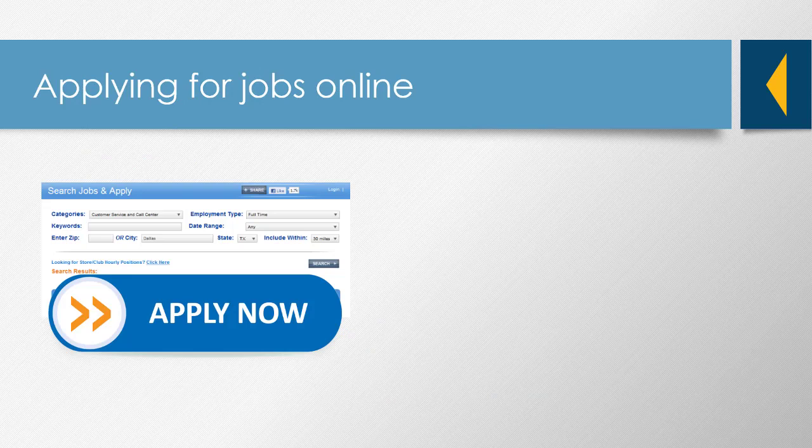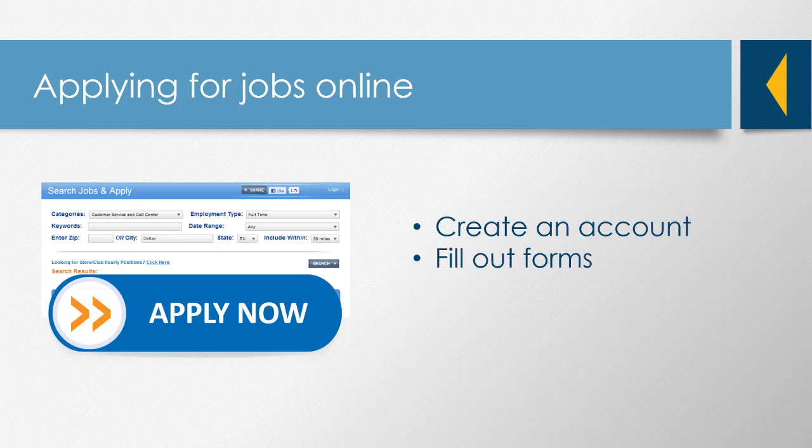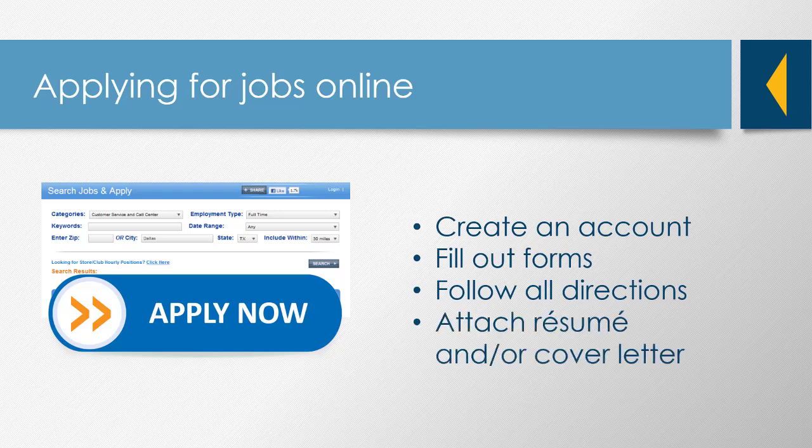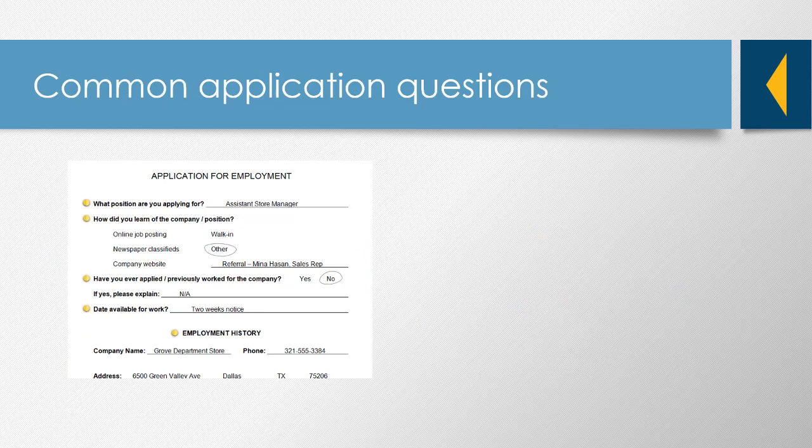Generally speaking, the most common process for completing an online application is that you first create an account, then fill out the online form, being sure to follow all directions as you do so. Finally, you will have a space to attach files to your application, such as your resume and cover letter. Now we'll move on to a few tips for filling out applications. The position you're applying for should never say any or open. Write down a specific job title. If the company is hiring for multiple positions, fill out a separate application for each title.